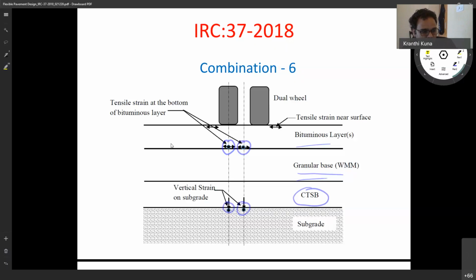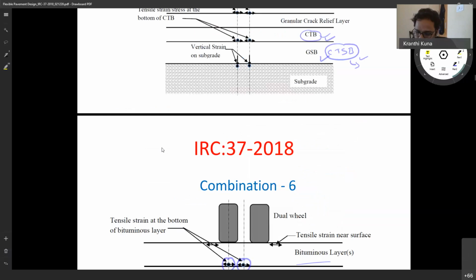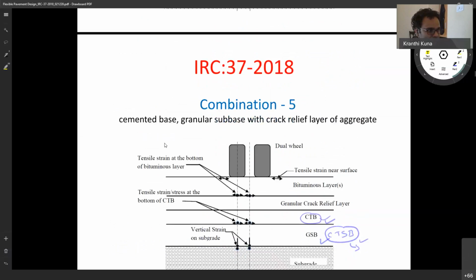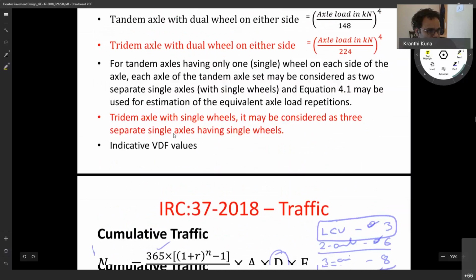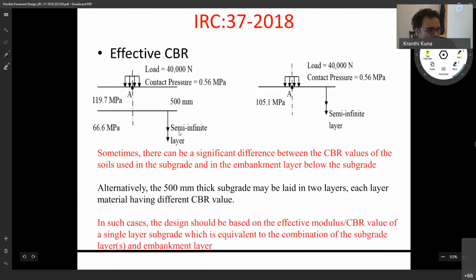Sir, can you shed more light on the composition of the particles of CTSB and CTB? CTB and CTSB are similar to granular base and granular subbase, but with cement. CTB will have more cement, CTSB has less cement. I might have a slide here. I will show you the requirements for CTB and CTSB.